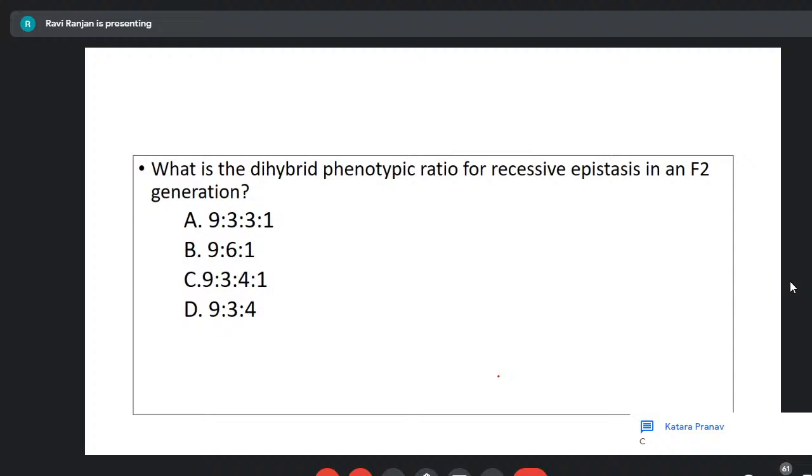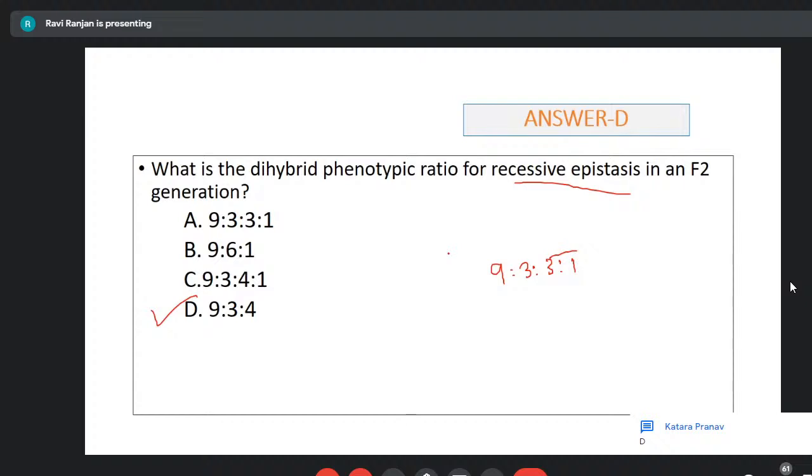Second question is, what is the dihybrid phenotypic ratio of a recessive epistasis in F2 generation? Jaldi se. Recessive 9:3:4. D. इस तरफ से आप प्लस करेंगे, राइट. सो 9:3:4. recessive epistasis में इस तरफ से प्लस करेंगे. गुड. So answer is D.